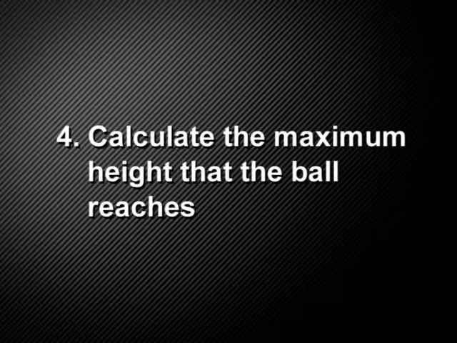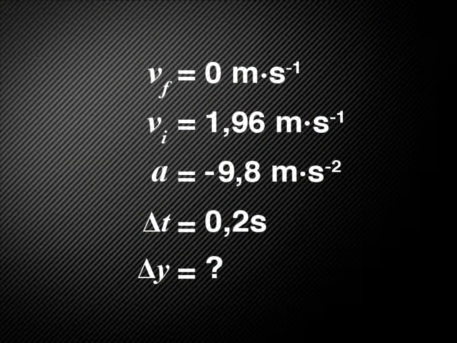Question 4. Calculate the maximum height that the ball reaches. This value cannot simply be read off the graph because the graph wasn't drawn to scale. So we will need to use an equation of motion again. Let's go back to the information we know. We can now include the value of the initial velocity because we have just calculated it. From this list, can you see which equation we can use?